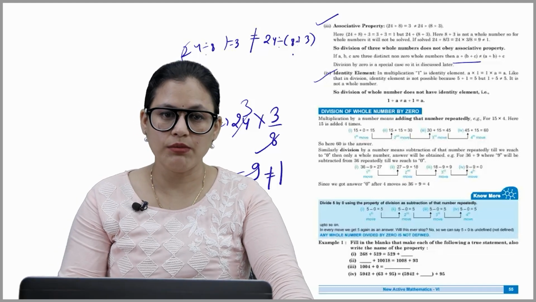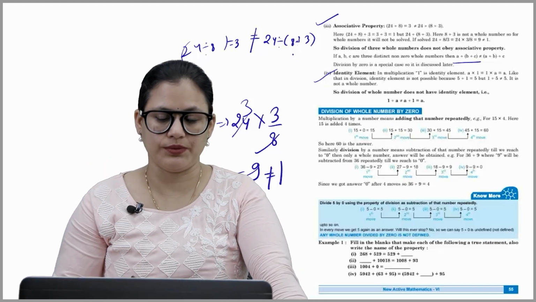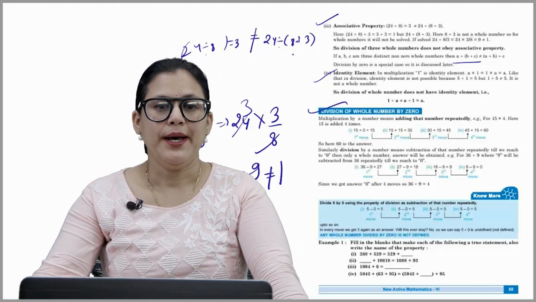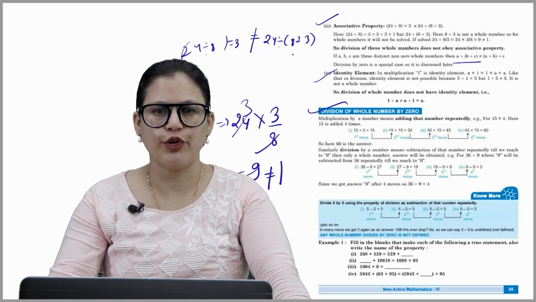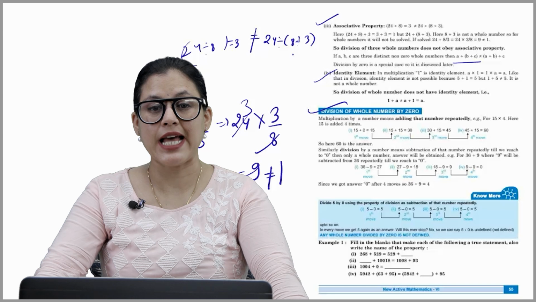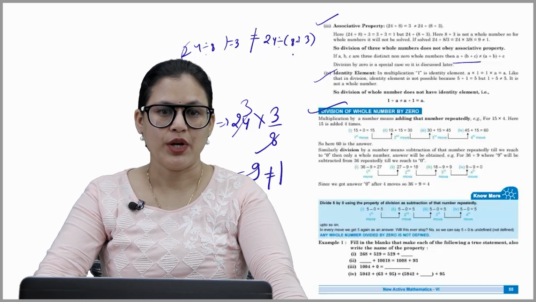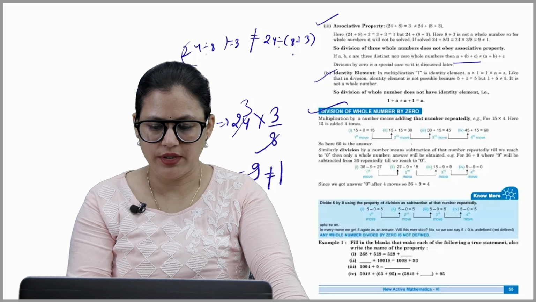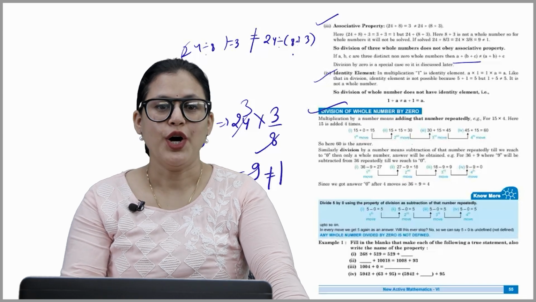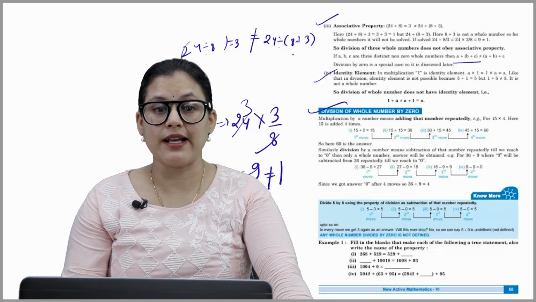Now, division of whole numbers by 0. Multiplication by a number means adding that number repeatedly. Example, 15 into 4. Here 15 is added 4 times. So this is the first move, then second move, then third move and fourth move. So here 60 is the answer.